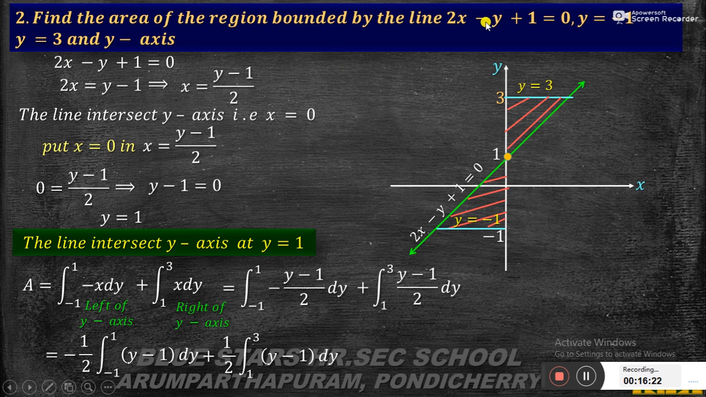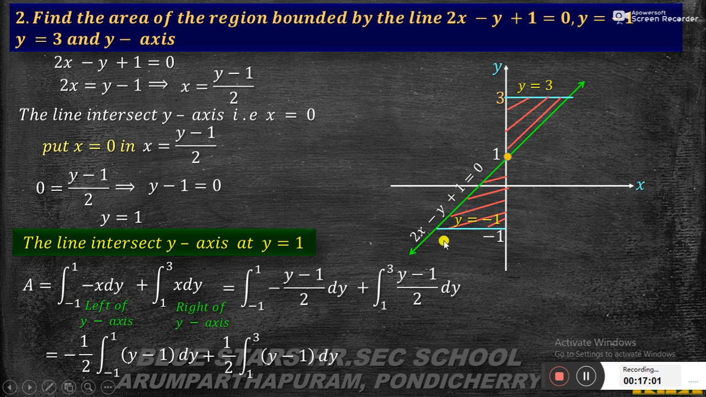So you see here, this is the given function 2x minus y plus 1 equal to 0. So next you write it 2x equal to, minus y plus 1 you write in the right hand side, so y minus 1. Therefore x equal to y minus 1 by 2. So the line intersects the y axis, because along the y axis x equal to 0. So here put x equal to 0 in x equal to y minus 1 by 2. Substituting x equal to 0 means 0 equal to y minus 1 by 2. So y minus 1 equal to 0 means y equal to 1. Therefore the line intersects the y axis at y equal to 1.